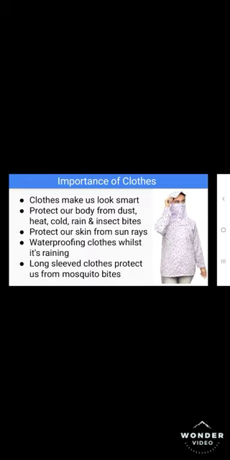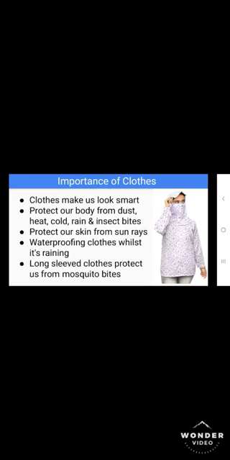This helps us avoid getting bitten by mosquitoes. Long sleeves and long pajamas help us protect our body from any kind of insect bites or mosquito bites. That is clothes for all times. Let's proceed. The next topic I'm going to talk about is the importance of clothes.